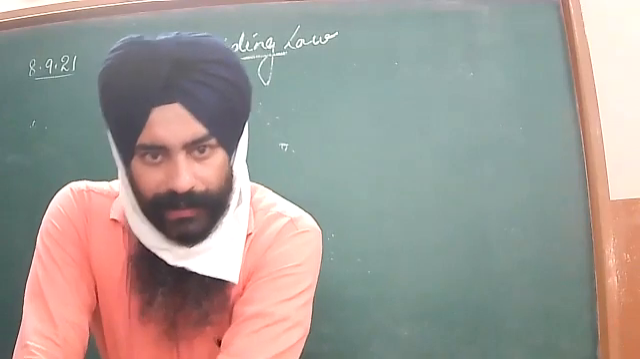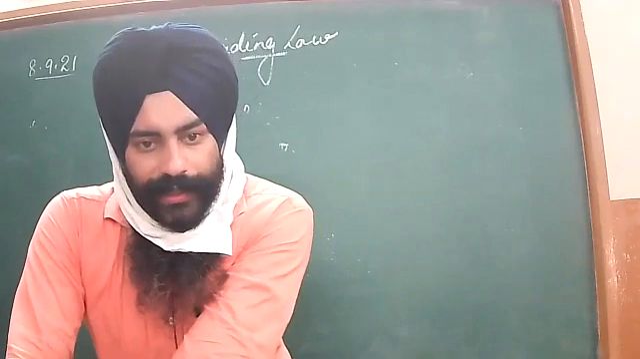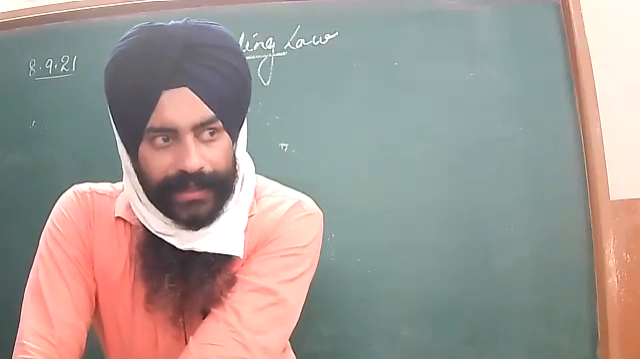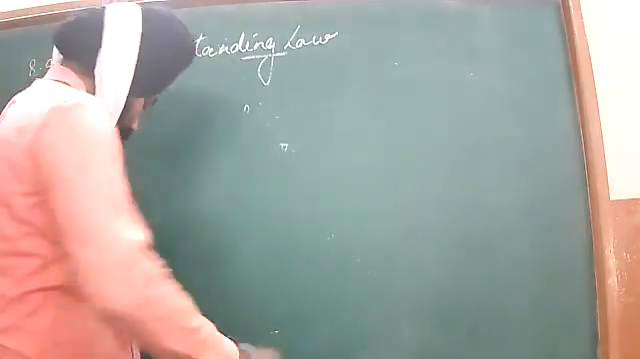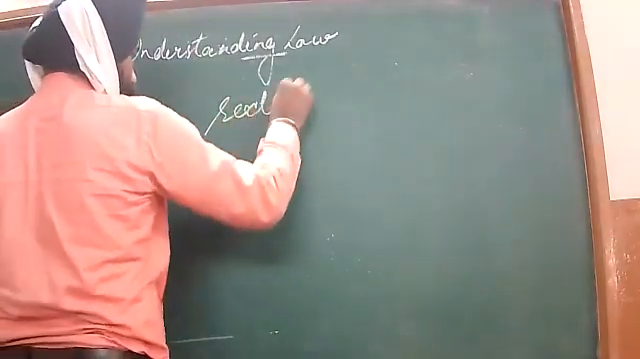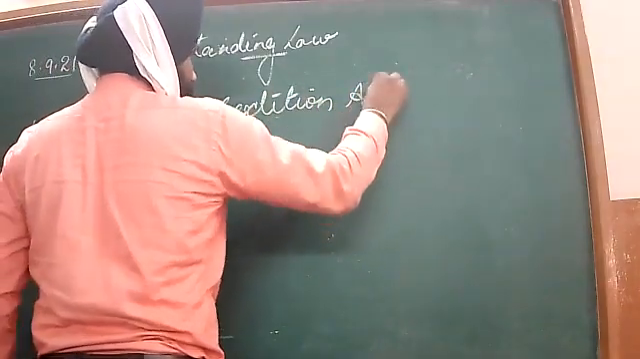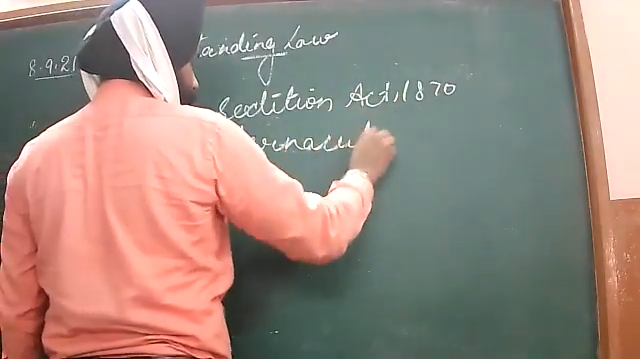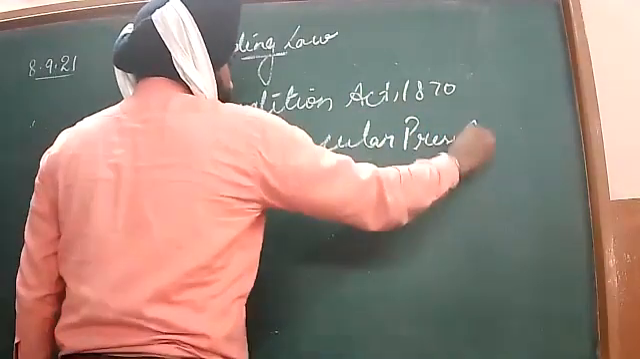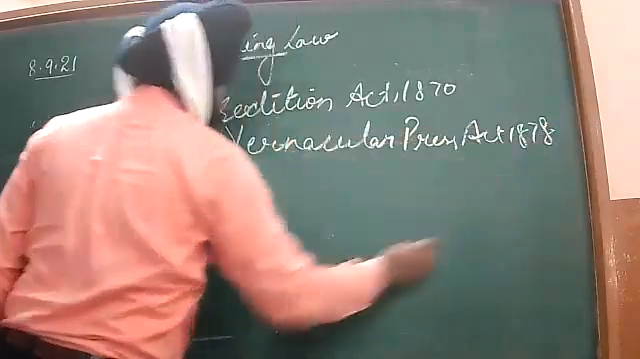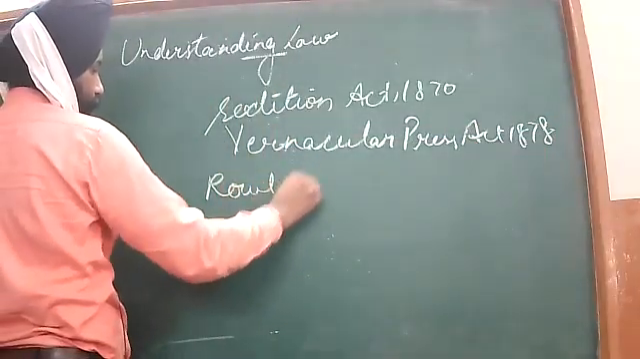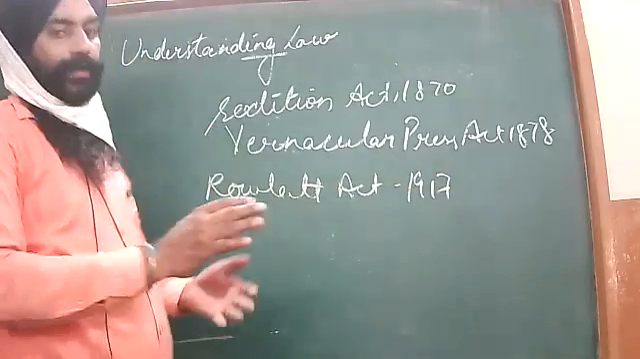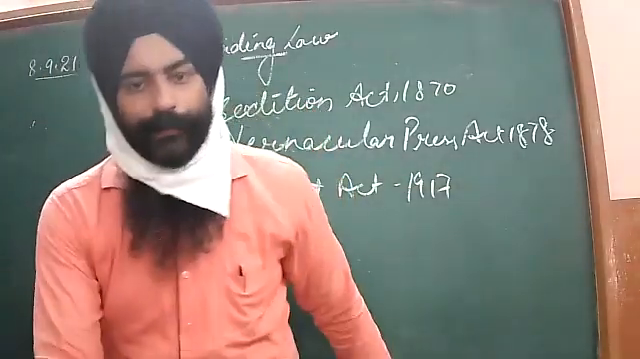The Britishers enacted, during the colonial rule, a number of laws which restricted the freedom of Indians, of which some examples are the Sedition Act of 1870, the Vernacular Press Act of 1878, and the Rowlatt Act of 1917. Such types of laws were introduced at the time of the British age.